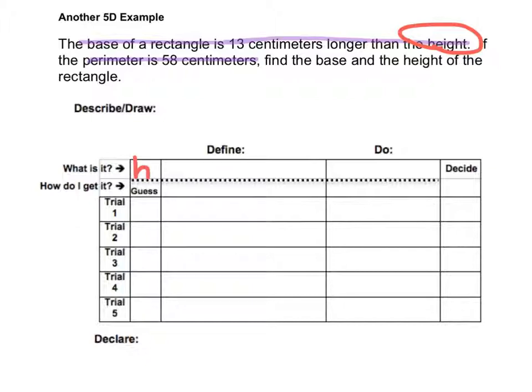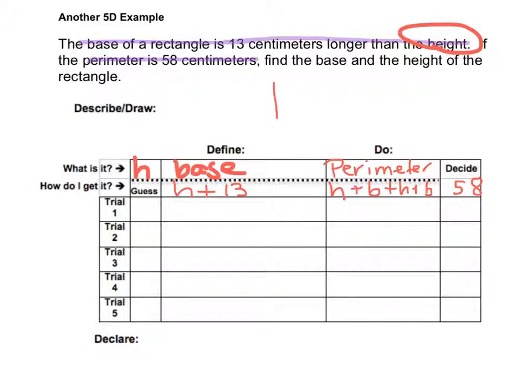So my height is going to be my guess, and then my base is going to be 13 more than that. So let's just say my height plus 13. I still need to find the perimeter, and remember the perimeter is the height plus the base plus the height plus the base, and my goal is that it's equal to 58.